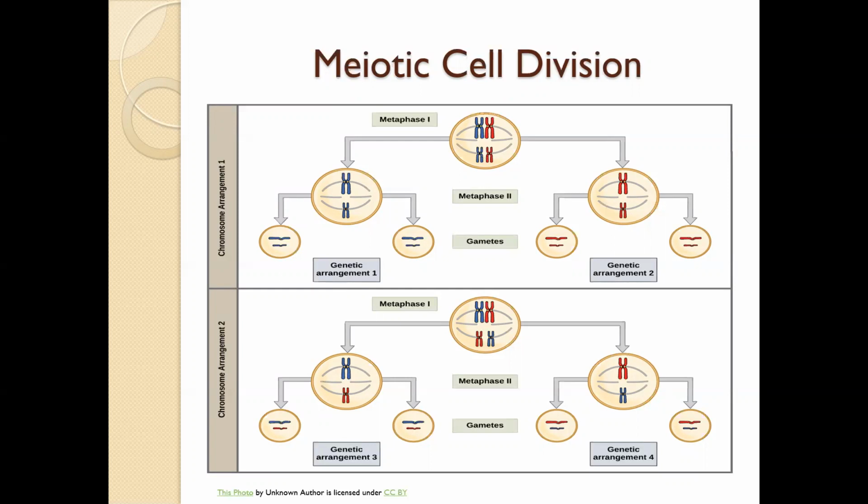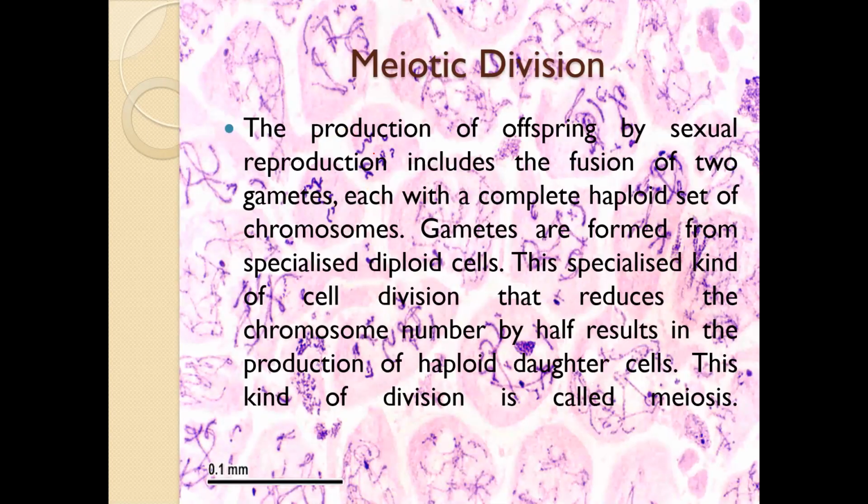From this introduction slide only, you are able to see that meiotic cell division comprises two parts. One is chromosome arrangement 1 and another is chromosome arrangement 2. In chromosome arrangement 1, we have four different phases, and in chromosome arrangement 2 also, we have some different chromosome arrangement steps. So what is meiotic division?